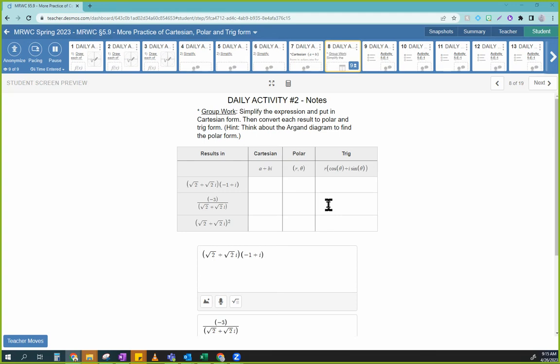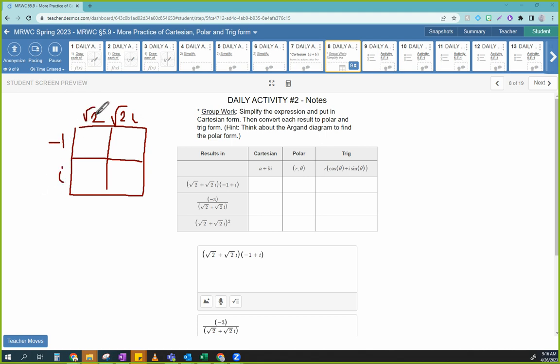When we're doing this, the very first thing they want us to do is just multiply. So the very first thing I'm going to multiply is I'm just going to use the box. And so this is me using the box. And I will actually try to be very neat here. So square root of 2, square root of 2i, and then this is -1, and then this is i.